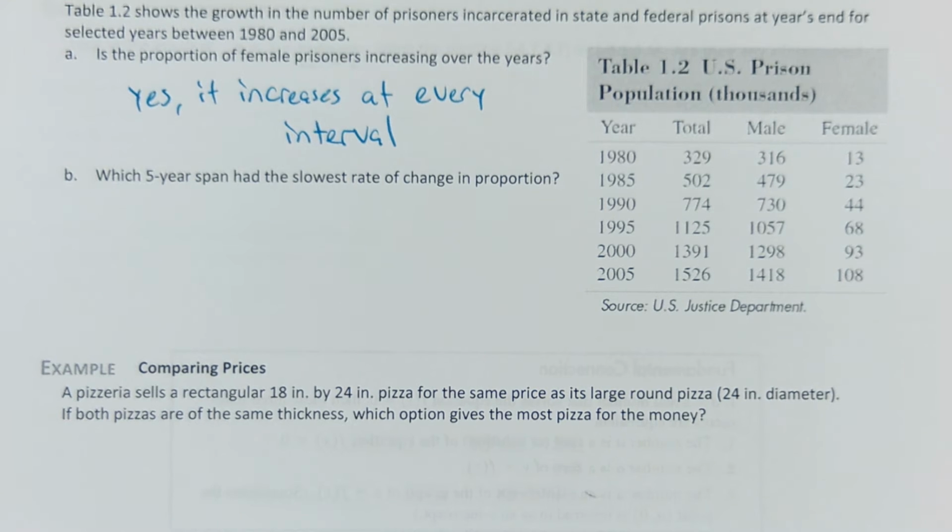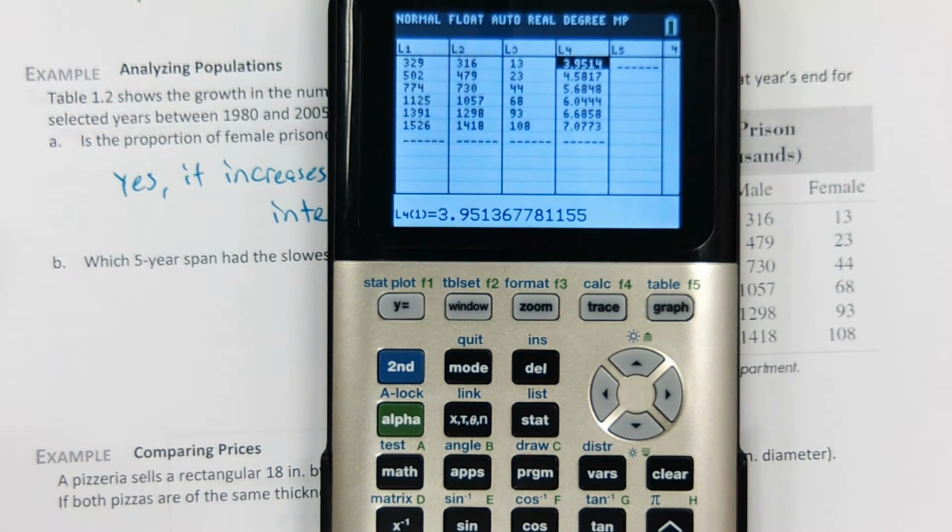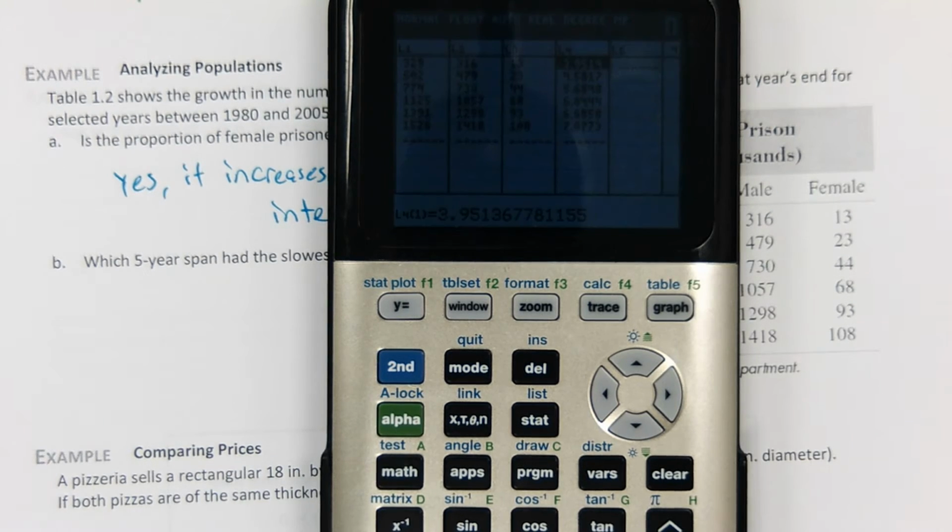For part B, it says, well, which of the 5-year spans had the slowest rate of change? Not the smallest proportion, because clearly the smallest proportion was the very first one. It wants to know about rate of change, which means the difference between each year. It wants to know which had the slowest growth. And for this one, you're going to have to use a command that I just learned last period. Okay? You might want to write it.